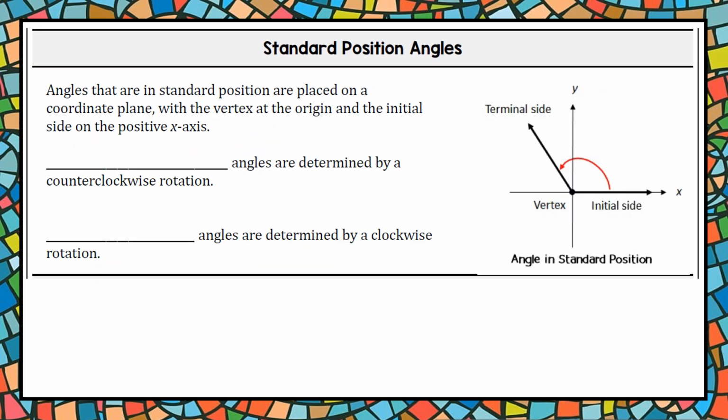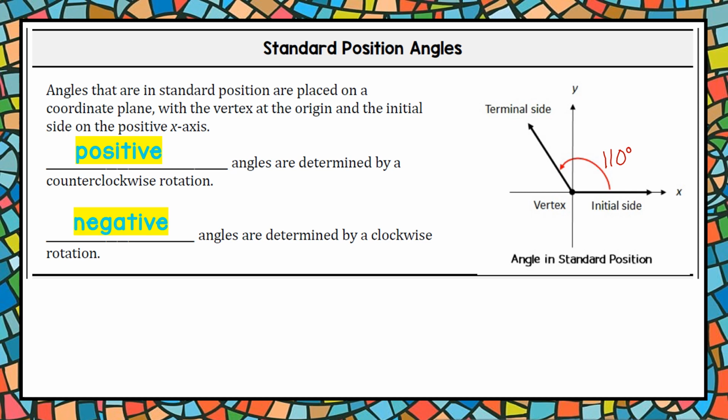Angles that are in standard position are placed on a coordinate plane with the vertex at the origin and the initial side on the positive x-axis. So you can see the picture there. The normal way that we think of measuring angles is to go in the counterclockwise direction, and when we do that, we get positive angle measures. Looking at this particular example, we can see that the arrow is going in the counterclockwise direction, and so this is going to be an angle a little bit more than 90 degrees. We could call it, I don't know, 110 degrees or something like that. So that's going to be a positive angle measure.